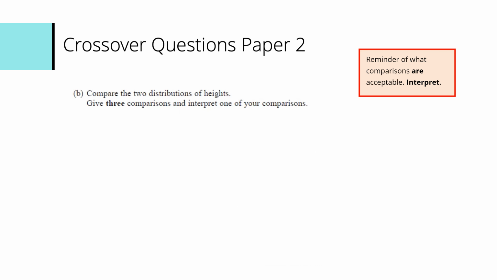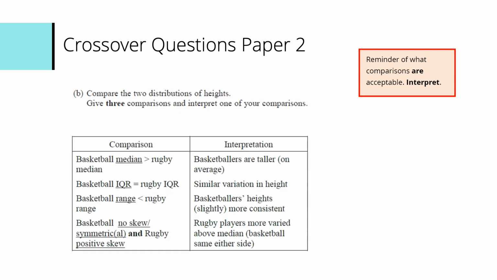Now, part B asked them to compare the 2 distributions of heights, give 3 comparisons, and interpret one of your comparisons. So I think the reason this question was perhaps more tricky for students and wasn't answered quite as well was students understanding the difference between a comparison and an interpretation and knowing how to do that. So I've put up here some of the things that were acceptable for comparisons and then what the interpretation of that actually means. So comparisons were done reasonably well. It was the interpretation which wasn't done quite so well.